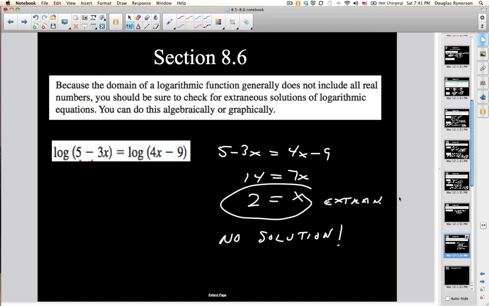Okay, so when you're working with logarithms, just as you were working with squaring and square rooting equations in order to solve, you want to start checking to see when you plug your solution back in, does it actually work? And that completes section 8.6.